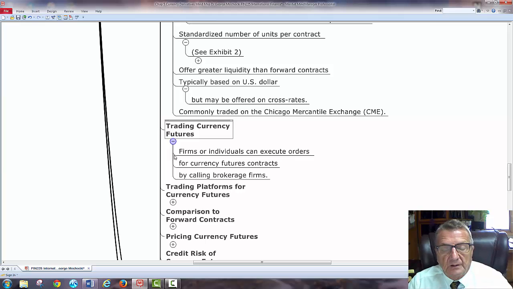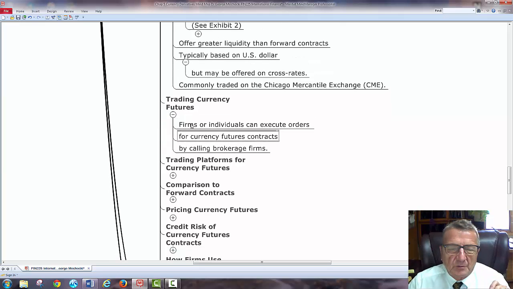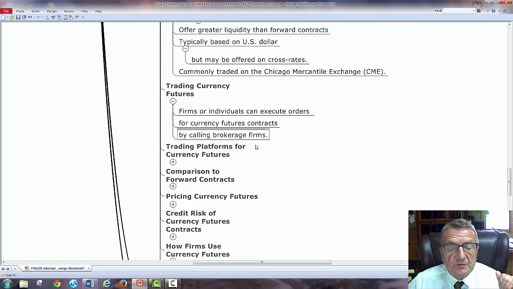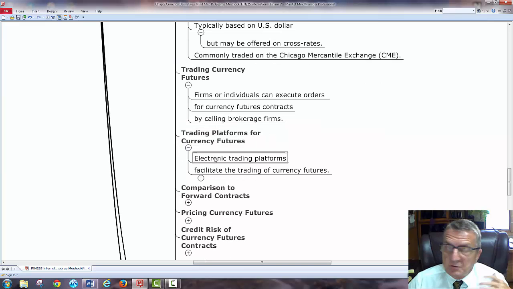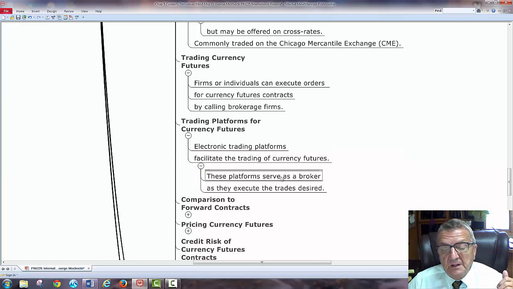Overview, real quickly, just to kind of focus you in a little bit. Firms or individuals, you could do that too, can execute orders for currency futures contracts by calling a brokerage firm, and there's a whole list of different brokerage firms. Trading platforms for currency futures: electronic trading platforms, you already had that, facilitate trading currency futures. These platforms serve as a broker as they execute the trades desired.